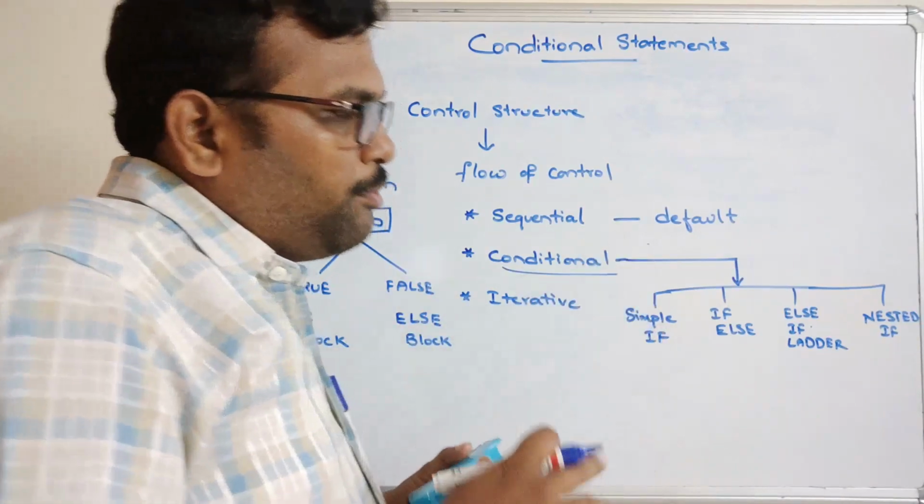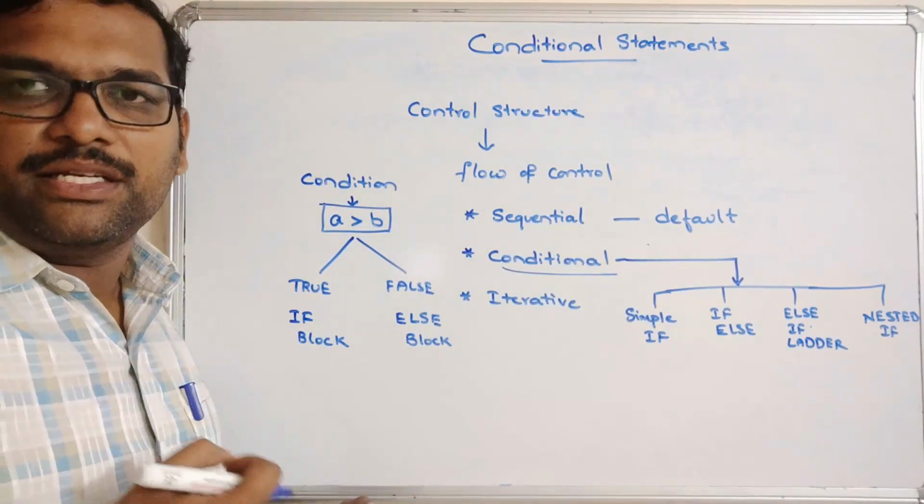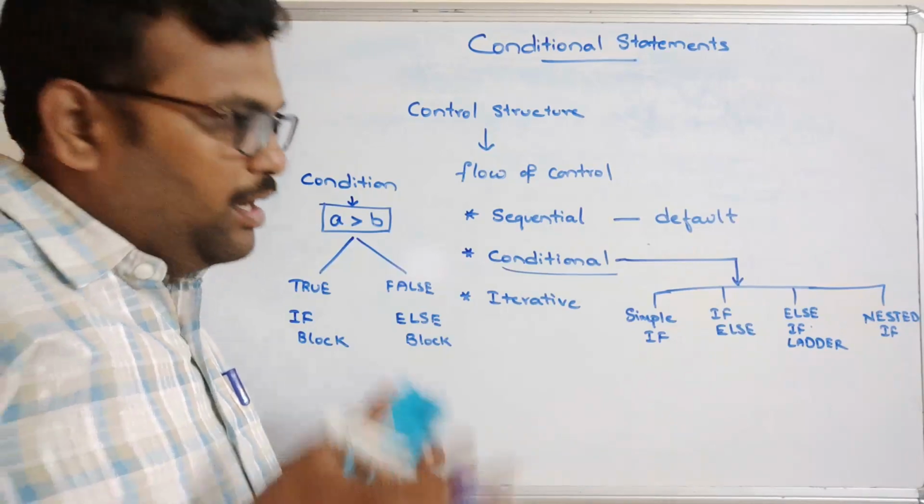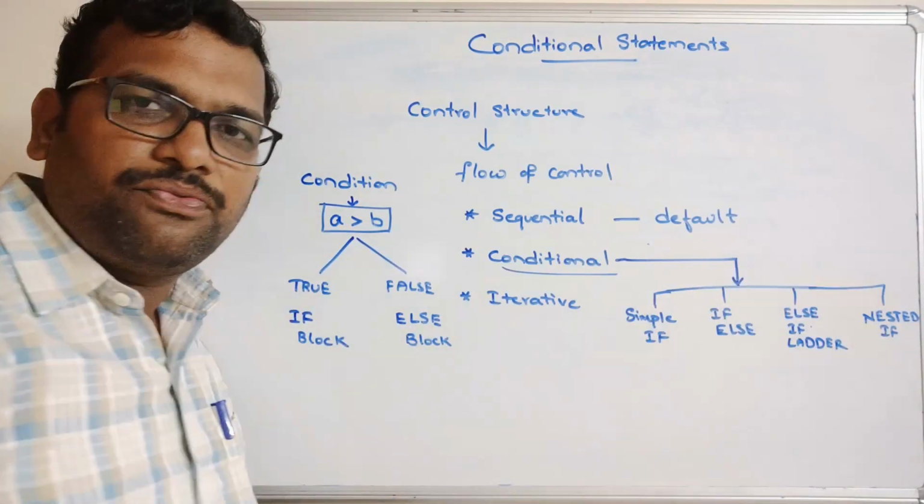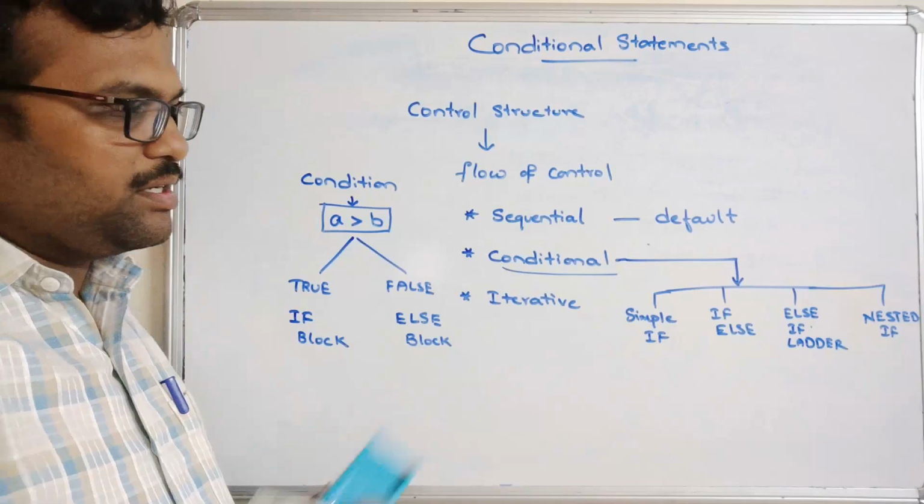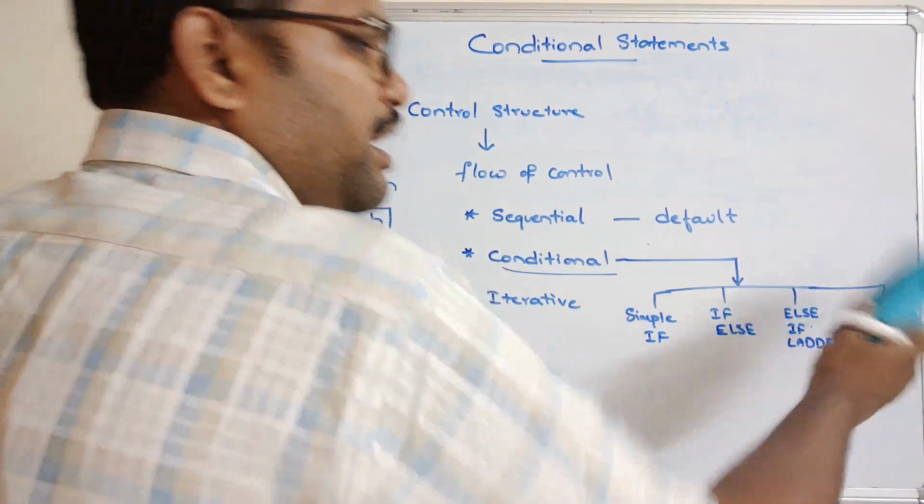Other than these 4, there is one more conditional statement, that is the switch case. That we'll discuss later. In today's session, we'll discuss these 4 conditional control structures: if, if else, else if, and nested if.